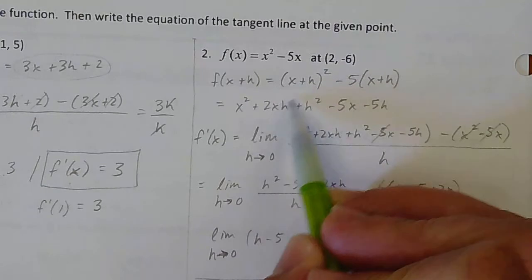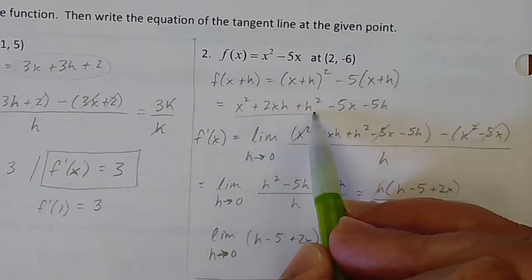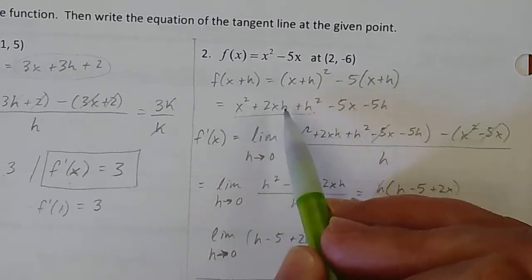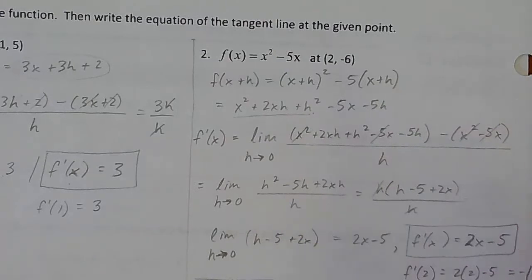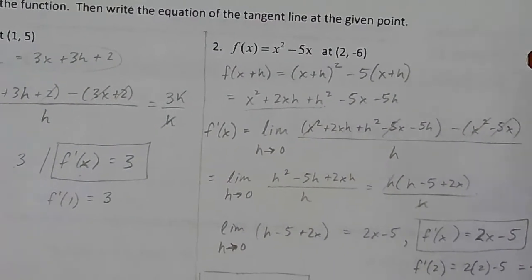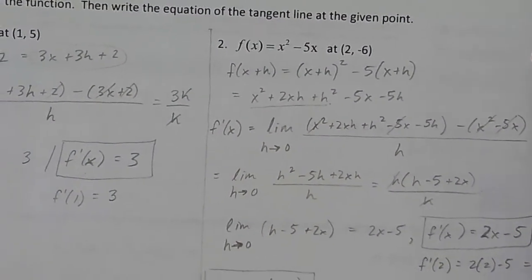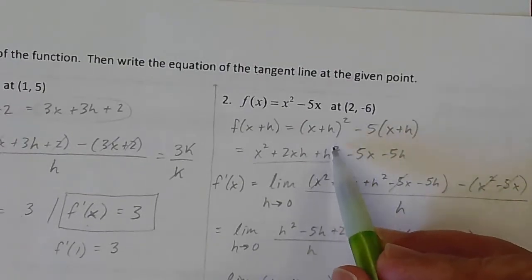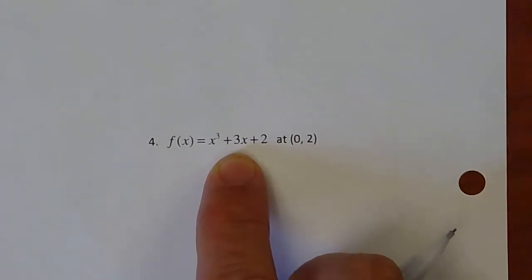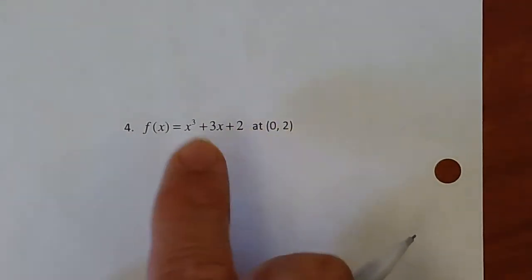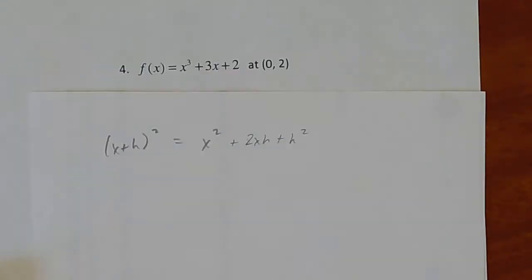X plus h squared is what? Right here. Here it is. So then to cube it, you just need to do it one more time. But we just did it on the previous page, so you can use that too. X plus h to the 3rd power will be the same every time. Okay? All right, so let's go ahead and try that on your own. I'll give you some feedback on 4 here in just a moment.